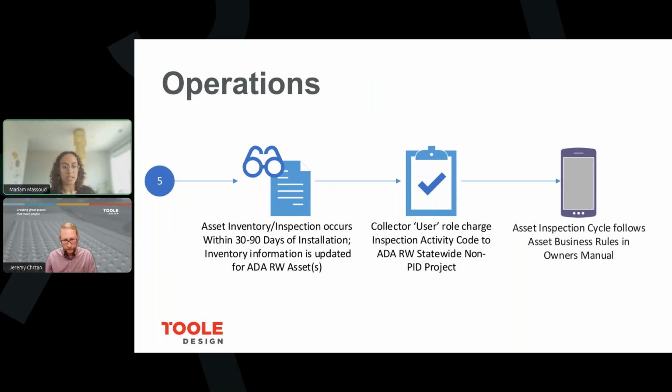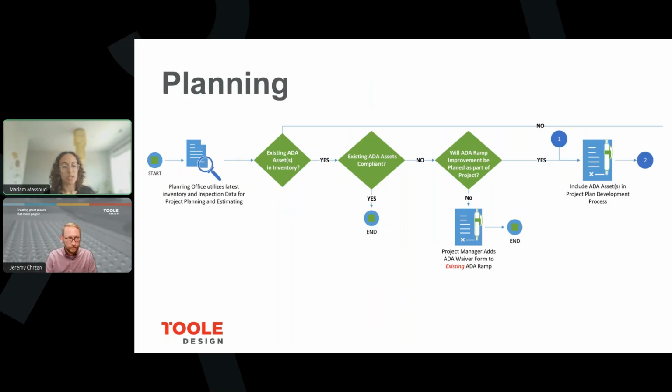On the next slide is the planning portion. The ODOT planning office uses that inventory and the data collected by the operations team. With that, they figure out if there are existing ADA assets, such as curb ramps. Are those curb ramps compliant with ADA? And will curb ramp improvement be a part of the planned project? If it's not, then they can add the waiver form that we talked about to that online inventory. But if ramp improvement will be part of a project, then that information is used for the project development plan, or the PDP.